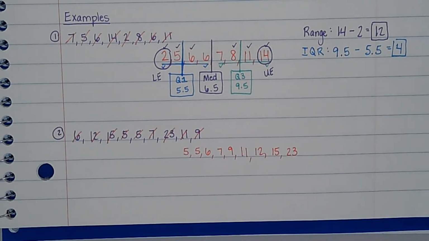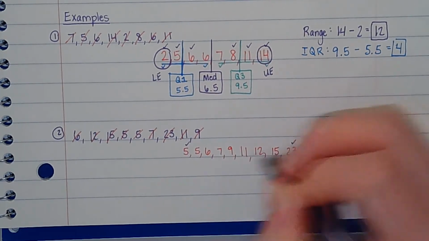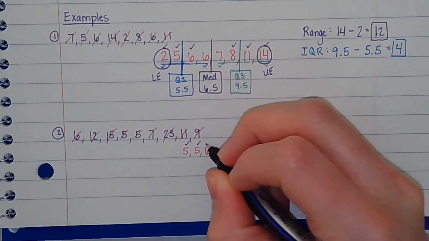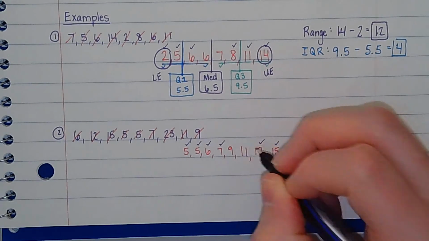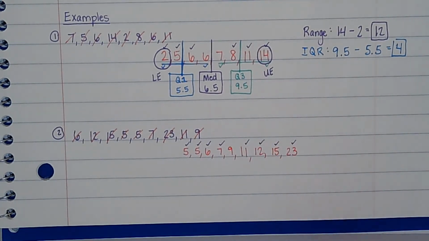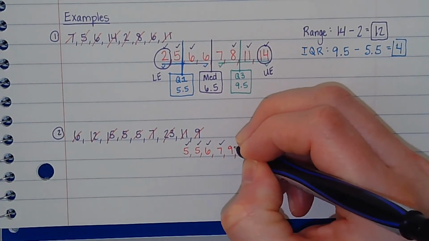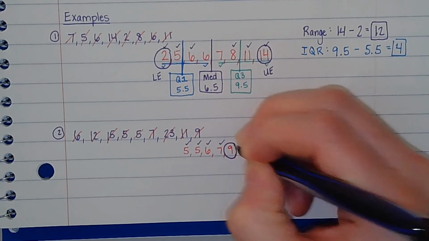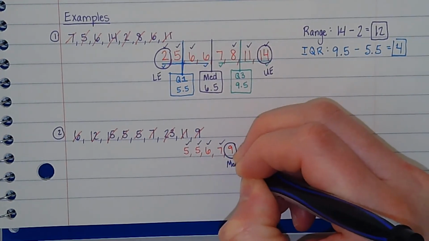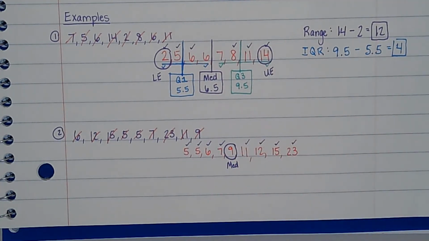All right, so now let's find that median. Remember, I'm not going to cross them off like I've done in the past because I want to be able to still see these numbers, okay? So gone, gone, gone, gone, gone, gone, gone, gone. So now this time, it's nice and easy. They just leave me with one number in the middle. So here's my median. Okay, so my median is 9.